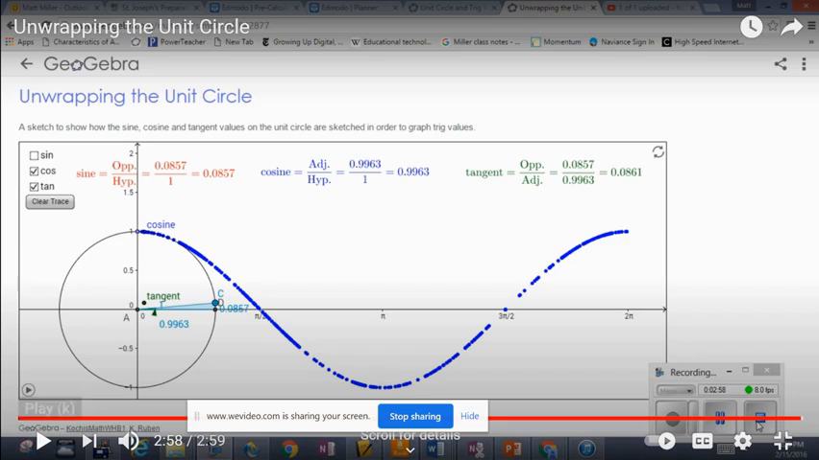So that little video applet went through, for sine, the height of the point all the way around the circle. And for cosine, it used the width, the x value of the point all the way around the circle. So this darker blue curve is what the graph of cosine x looks like, and that is one cycle of the graph.